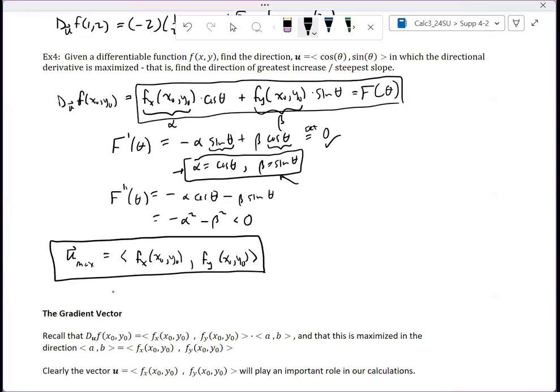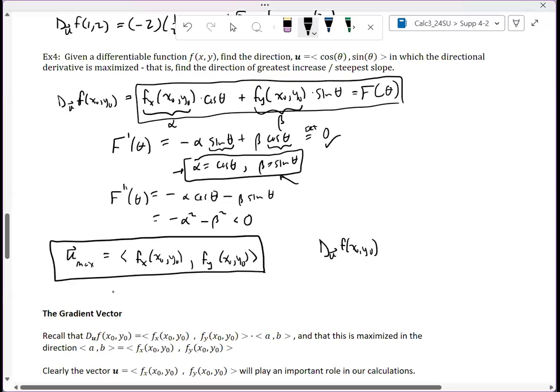We might also note that the directional derivative in this direction, maybe I'll call this u max, is going to be what? It's going to be fx times cos of theta, but cos of theta, or just the first component of u, is also fx.